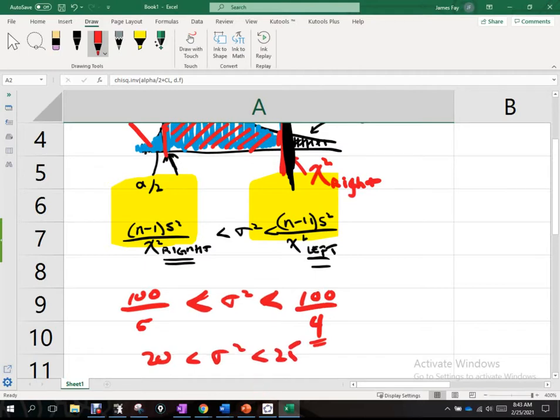If I were to flip-flop these, if I were to put the left one here and the right one there, this number would be like a 4, and this one would be a 5, and I'd say 25 is less than sigma squared is less than 20, and that's false, right? Okay, so just be on the lookout for that.